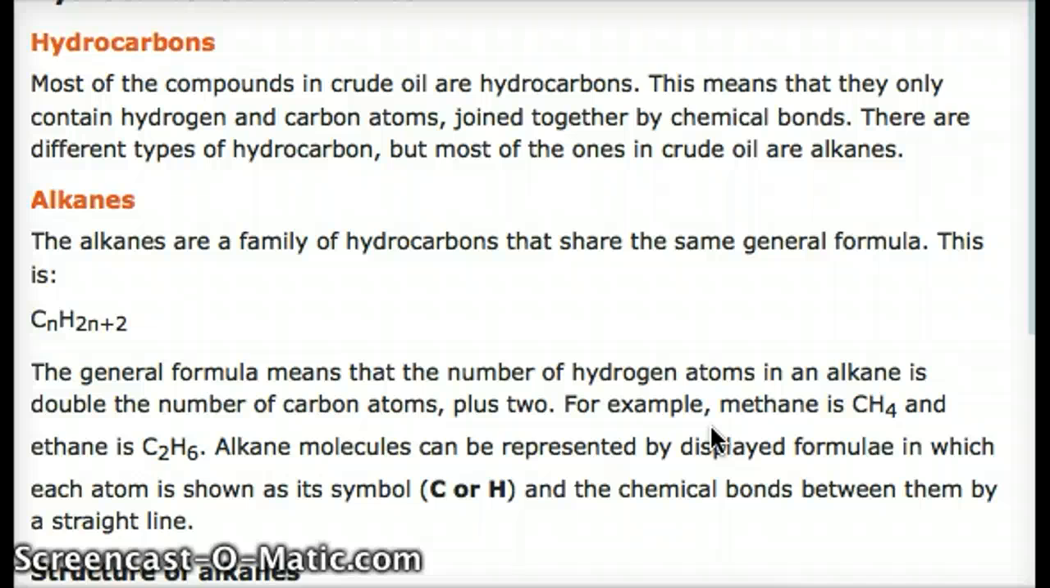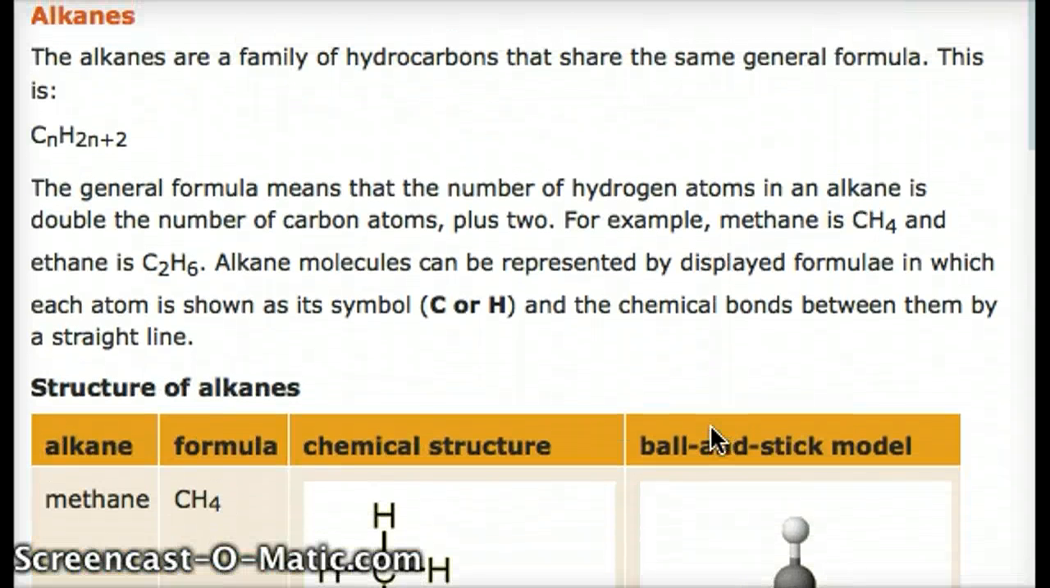Now, if the hydrocarbon contains only single bonds, then we call them alkanes. There's a general formula here that's worth looking at. Basically what we're saying is there's twice as many hydrogens as there are carbons, so twice as many hydrogens as carbon plus another 2. And this will become important later when we look at the difference between alkanes and alkenes.